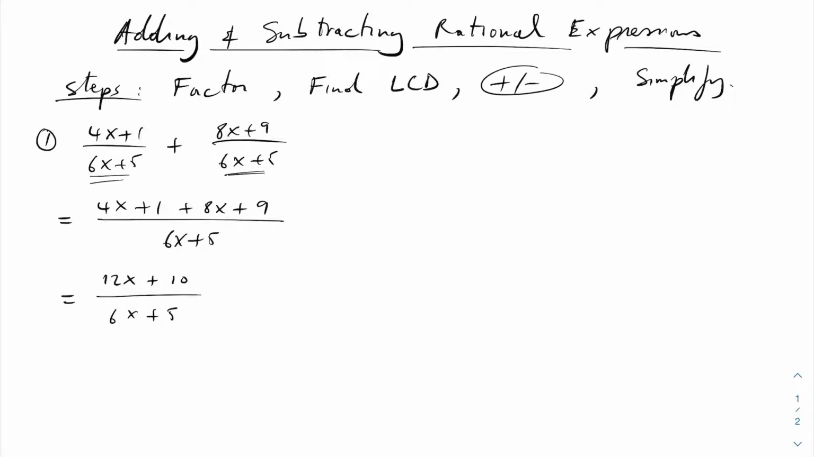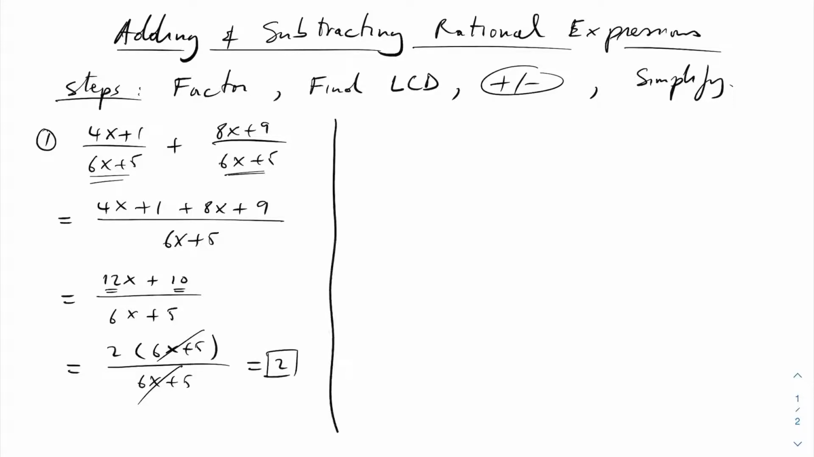Now, as you can see, the numerator here can be factored further because 2 is a common factor to both those terms. And so you're going to have 2 times (6x + 5) divided by (6x + 5). And as usual, cancel out any common factor. And so you're going to be left with just 2. And that's done for this first one.